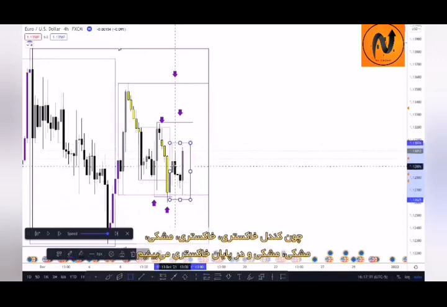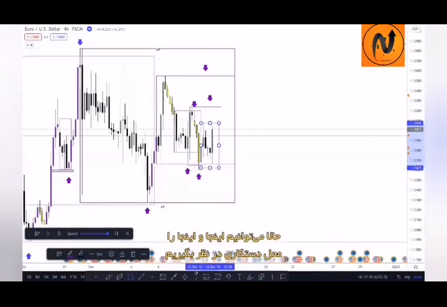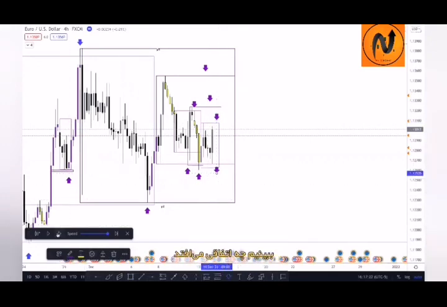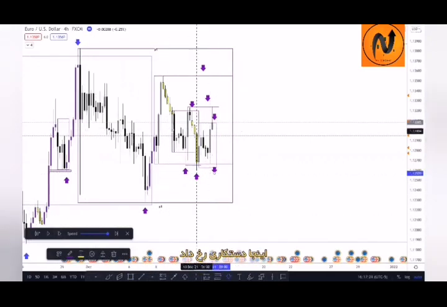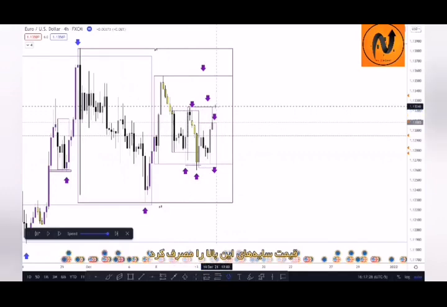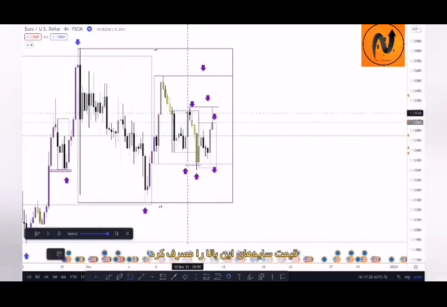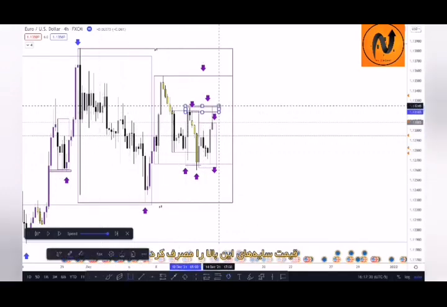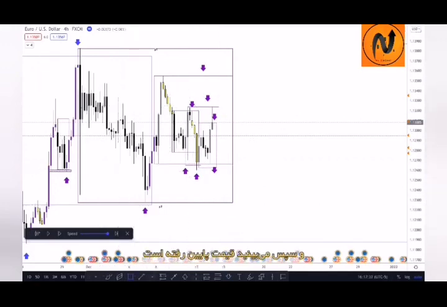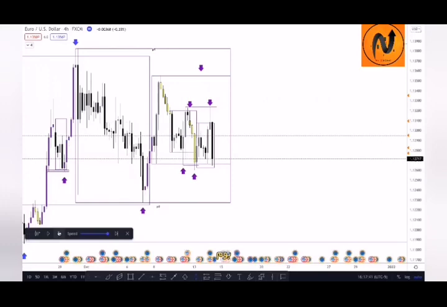Why? As you can see, gray, gray, black, black, black, and with a gray. We can now assume manipulation here or here. Let's see what happens. Here's our manipulation. We did what? Mitigate the wicks all the way up here. And now, watch how price makes its way down. Boom.